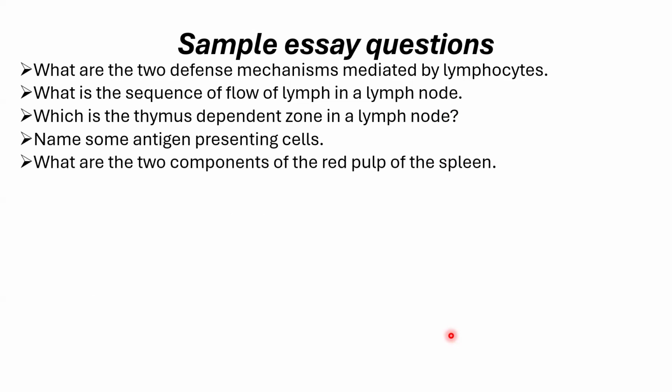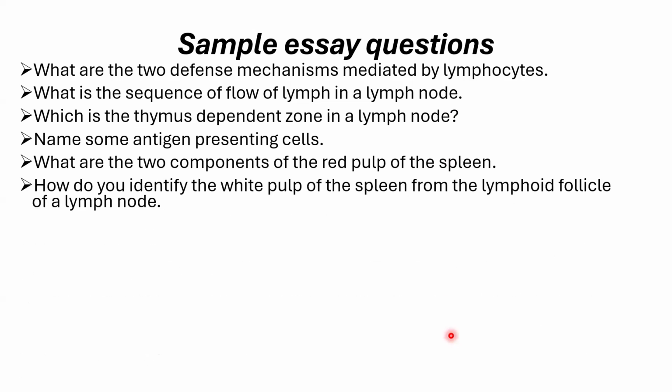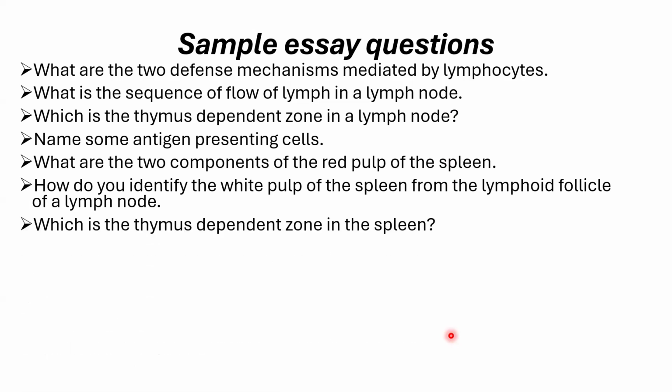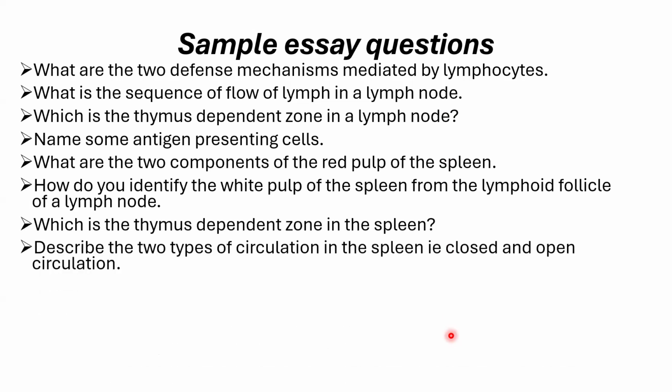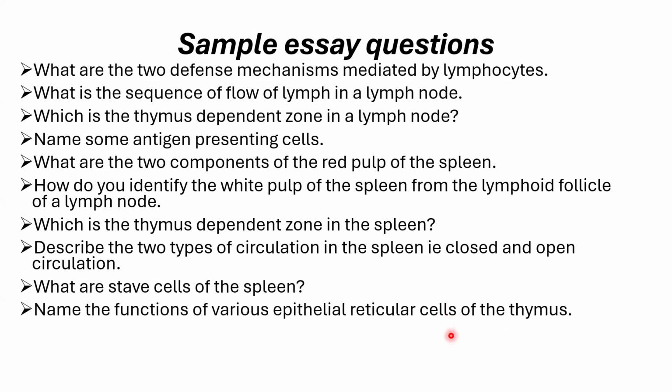What are the two components of the red pulp of the spleen? So we talk about the sinuses and the cords. How do you identify the white pulp of the spleen from the lymphoid follicles of a lymph node? I presume we covered that. What is the thymus dependent area in the spleen and why? Describe the two types of circulation in the spleen, that is closed and open circulation. What are the stem cells of the spleen? What are their functions? Name the functions of the various epithelial reticular cells of the thymus. Remember, there are 6 cell types of epithelial reticular cells.